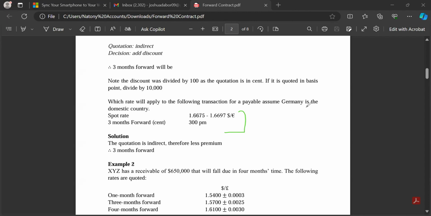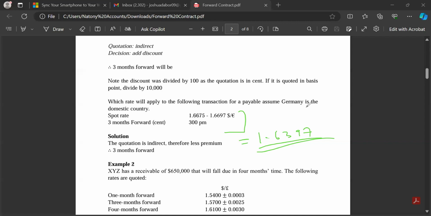Let me give you a minute to solve that question. So if you have solved it, your final answer should be 1.6397. That should be the 3 months forward. If you have solved it correctly, this is what your answer will be.